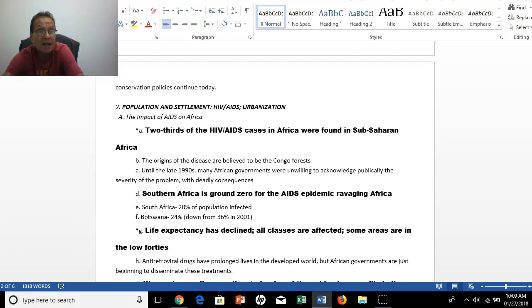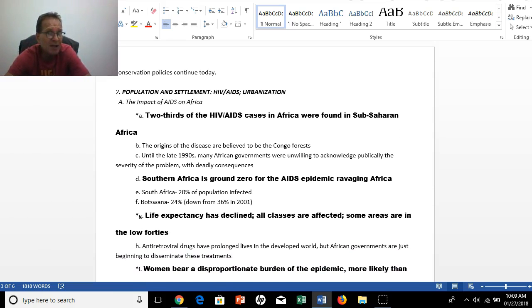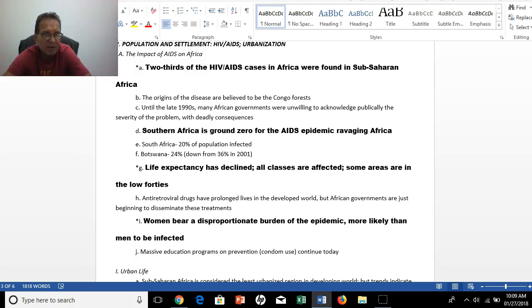Population. There's been more education here in the 2010s, but prior to this decade, AIDS was a major problem in sub-Saharan Africa. It was ground zero for the AIDS epidemic ravaging Africa. 20% of the population was infected at one time. And as a result, life expectancy has declined. All classes of people have been affected. And in some areas, the life expectancy has only been in the low 40s. That is the beginning of the 20th century life expectancy in the West.